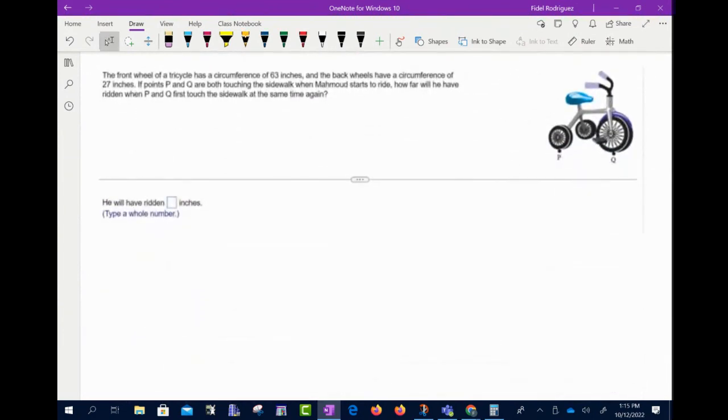All righty. Okay, this is the last problem. It says the front wheel of a tricycle has a circumference of 63. The back wheels have a circumference of 27. If points P and Q are touching the sidewalk when Mahmoud starts to ride, how far will he have ridden when P and Q touch the sidewalk again at the same time? Okay, we're looking for least common multiple, y'all. What's the least common multiple between 27 and 63?